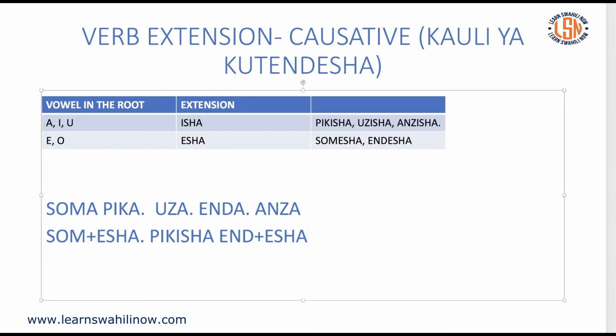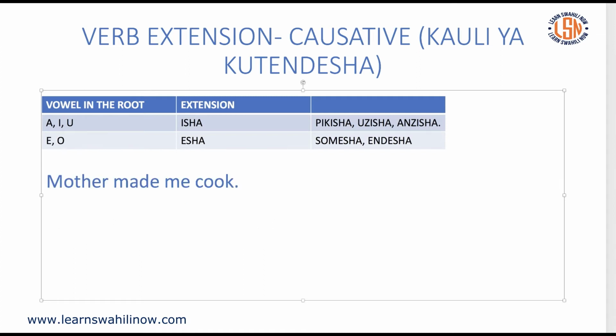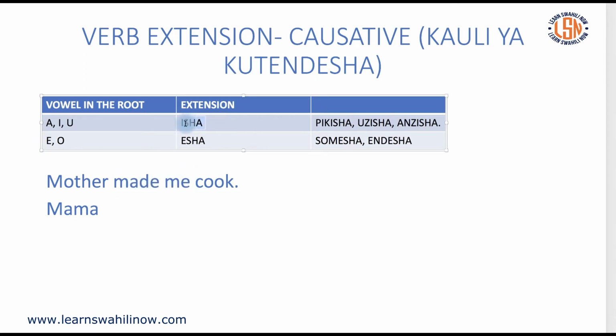So let's do one more thing. I have a sentence here: mother made me cook. So we're trying to find a practical application for this causative verb extension. What does that look like? How would you say that? So we have mama, now made me cook. This whole thing here is what is indicated by either isha or esha.